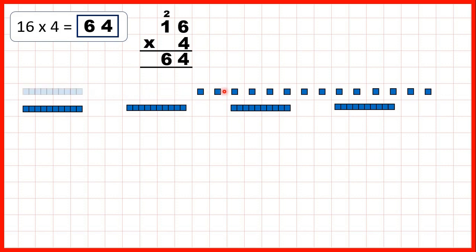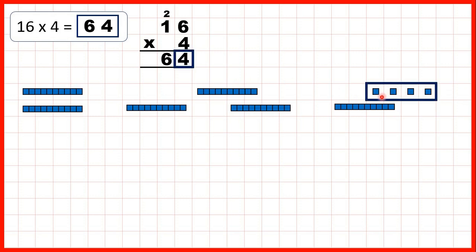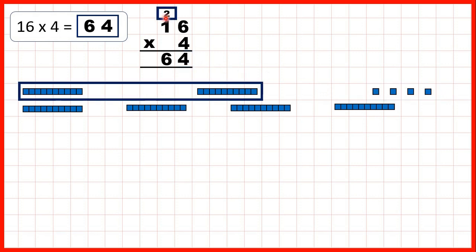Now you can see that we have 24 ones on top, but we can regroup those into 2 tens and 4 ones. So that's why we write 4 as the ones digit of our answer, because now that we've regrouped, we have only 4 ones. And we write 2 above the next place value column along, so here above our tens column, because now that we've regrouped, we've made 2 extra tens.